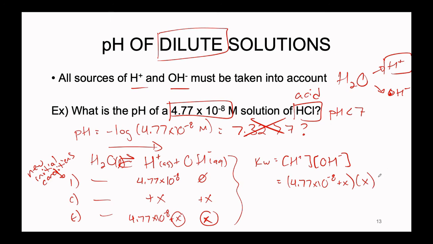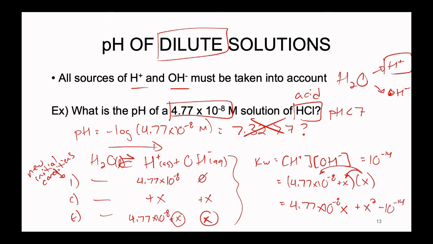Okay, so if we want to solve for what x is going to be equal to here, what we're going to do is rearrange and solve for our x as is presented. So we can set up 4.77 times 10 to the negative 8 x plus x squared by distributing this x in. And our Kw, which is equal to 10 to the negative 14, we can also pull to the other side, minus 10 to the negative 14.